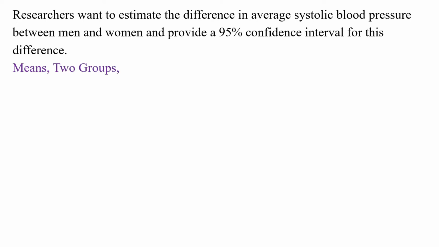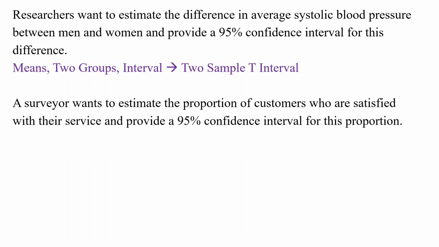Okay, and then next step, which inference procedure are we running? Interval or a test? And in this case, it's an interval. So means, two groups, interval. That tells us it's a 2-sample t interval. Those are the three things we want to answer before we decide on which inference method we are going to use. They give us all of that in the problem, and we can decide just based on that information. Here's another example.